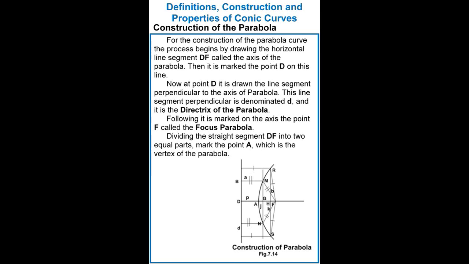Following, the upper point F is marked on the axis. This point is the focus of the parabola. By dividing the line segment DF into two equal parts, the point A, which is the vertex of the parabola, is marked.